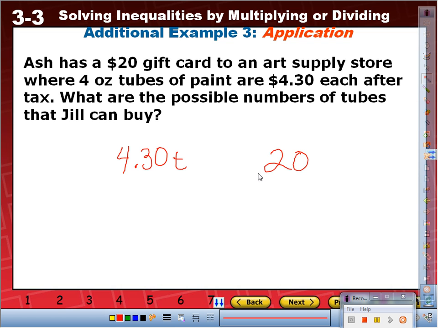So now, this is where some of you get confused with the word problems. Here it goes. Can she spend more than $20? No. So she is no more than 20. What symbol does no more than stand for? Less than or equal to. And do we know how to solve this now? Yes, and that's how you solve these inequalities.